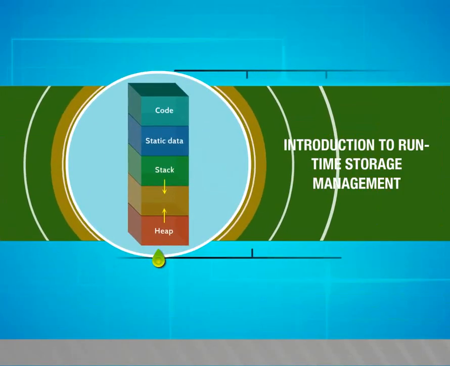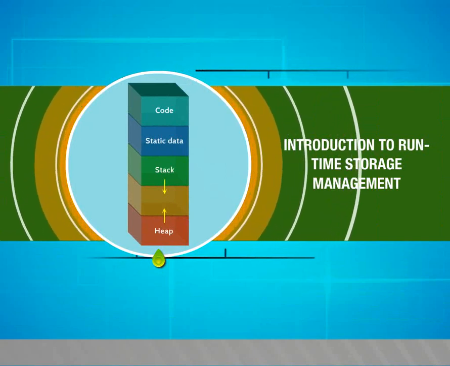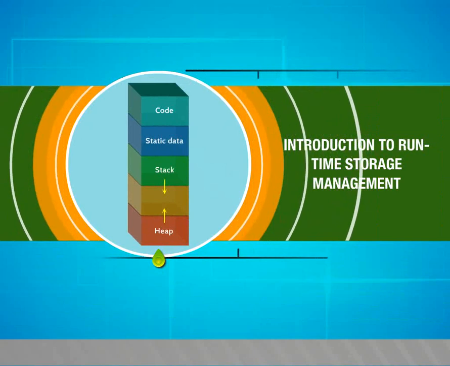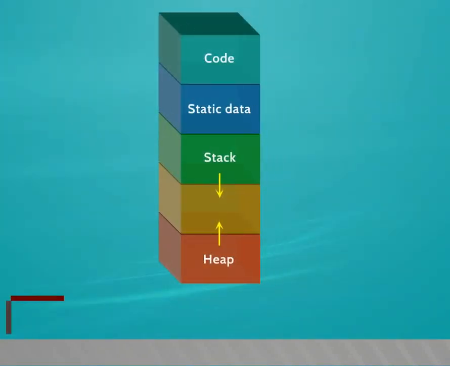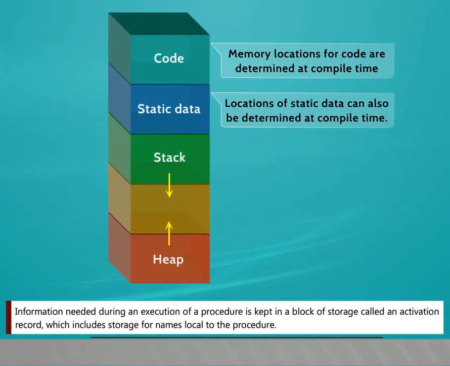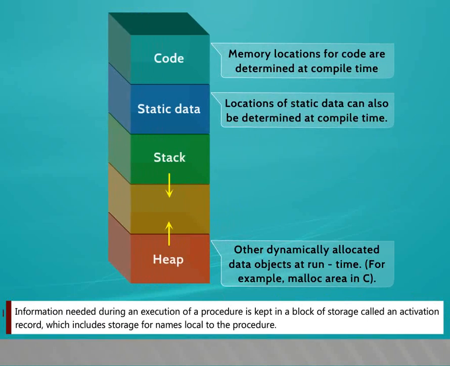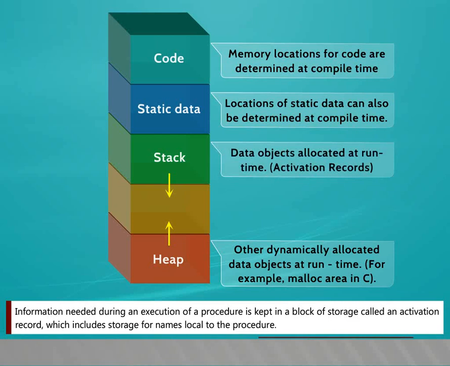Introduction to Runtime Storage Management. In this video, we are going to see about introduction to runtime storage management. Information needed during an execution of a procedure is kept in a block of storage called an activation record, which includes storage for names local to the procedure.